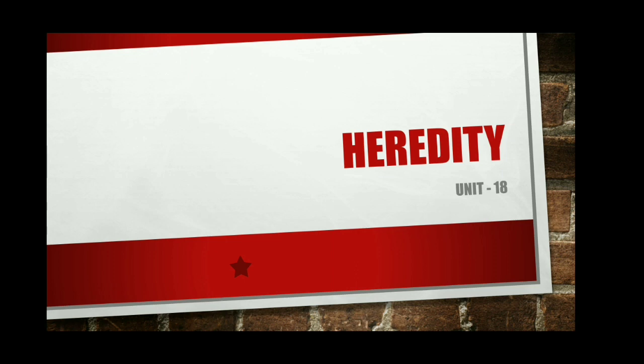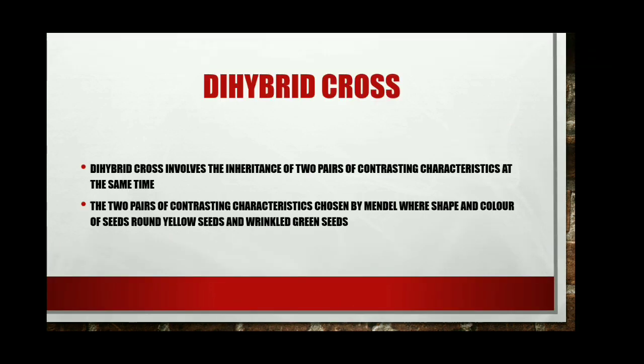Children, in today's session we are going to discuss dihybrid cross, inheritance of two genes and the law of independent assortment. Dihybrid cross involves the inheritance of two pairs of contrasting characteristics at the same time. In the monohybrid cross, Mendel chose a single trait, that is the height of the plant. But in the case of dihybrid cross, Mendel selected two different characters, that is shape and color of the seeds.